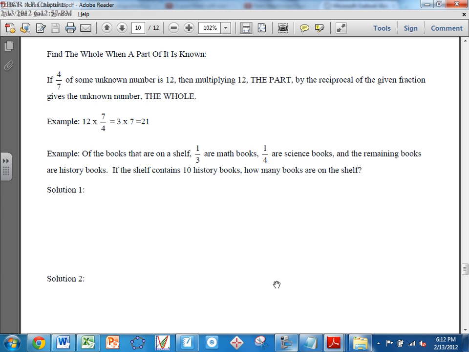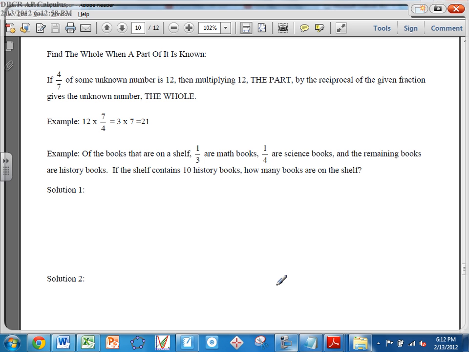Of the books that are on the shelf, a third are math. A third are math, that's important. A quarter of them are science, that's important. And the remaining books are history, that's also important. If the shelf contains 10 history books, how many books are on the shelf total? All right, fair enough. So it's a third of the books, a quarter of the books, the remaining books.